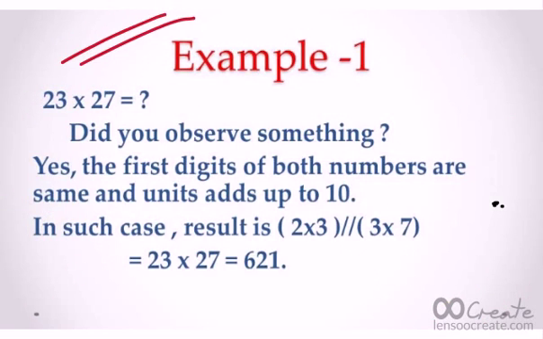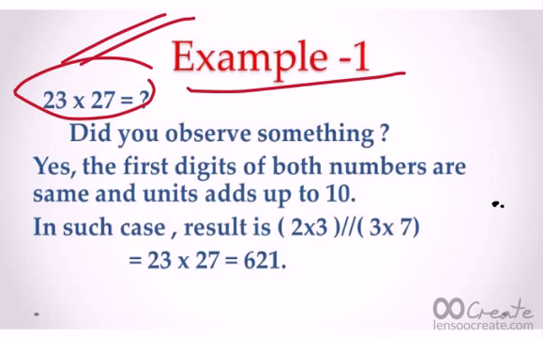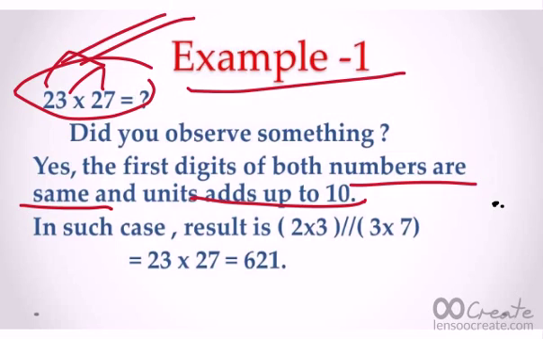Let's take example 1: 23 into 27. Did you observe something interesting? The first digits of both the numbers are the same, and the units digits add up to 10, that is 3 plus 7 is 10. Only in such cases can you apply this formula, but some problems can be modified into this type, which I will discuss in my upcoming videos.